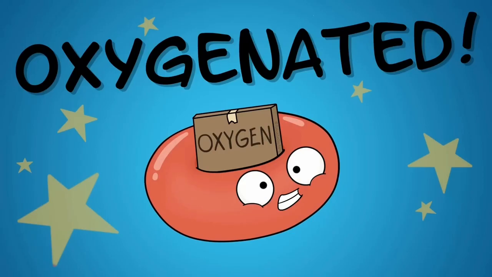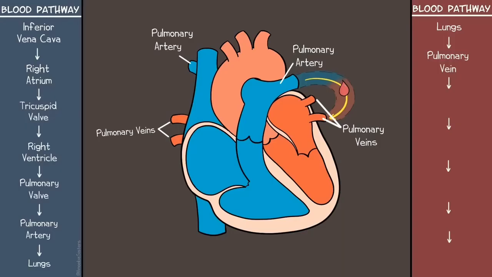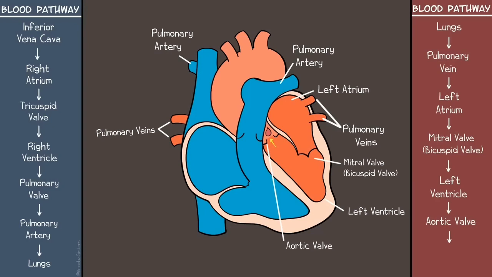Now this blood is oxygenated. It needs to return to the heart so that the heart can pump it throughout the body. The oxygenated blood travels through a pulmonary vein to the left atrium. The left atrium contracts, and the blood travels through the mitral valve, also known as the bicuspid valve, into the left ventricle. The left ventricle contracts and pumps the blood through the aortic valve and out a major artery known as the aorta. The aorta is a major artery that carries oxygenated blood throughout the body.